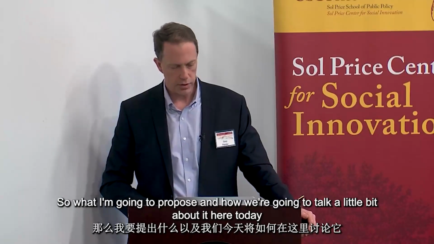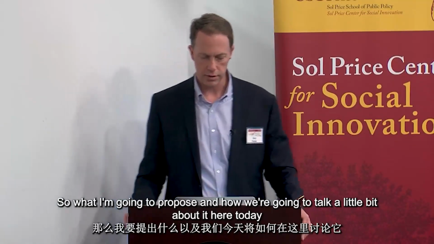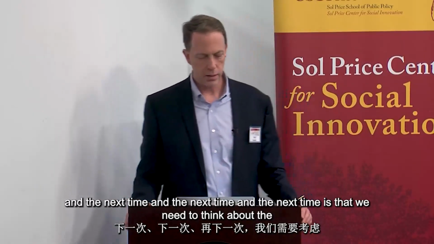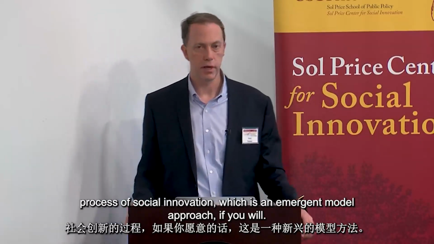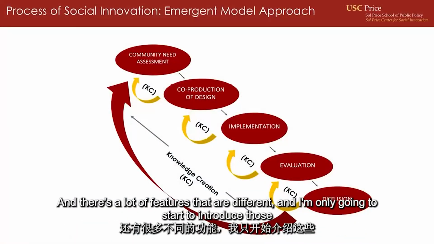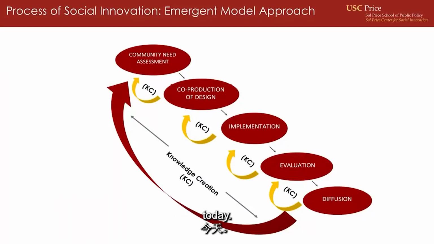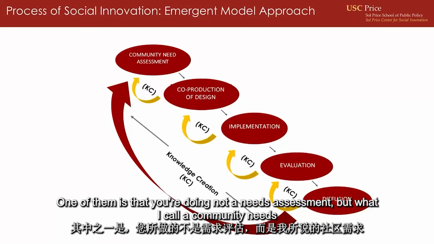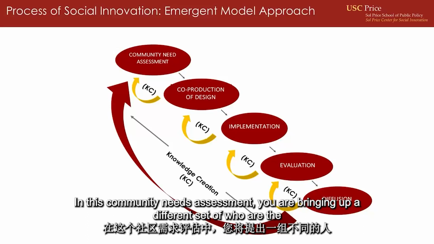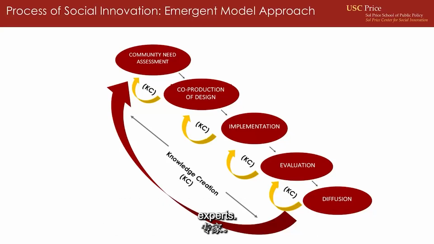So what I'm going to propose, and how we're going to talk a little bit about it here today, and the next time, and the next time, and the next time, is that we need to think about the process of social innovation, which is an emergent model approach, if you will. And there's a lot of features that are different, and I'm only going to start to introduce those today. One of them is that you're doing not a needs assessment, but what I call a community needs assessment. Okay, in this community needs assessment, you are bringing up a different set of who are the experts.